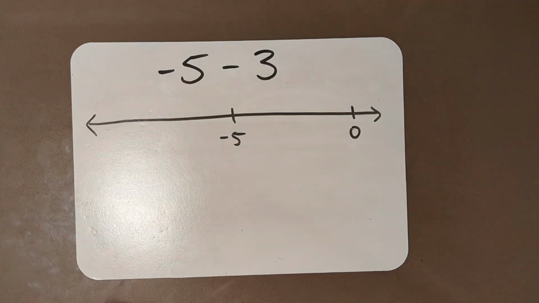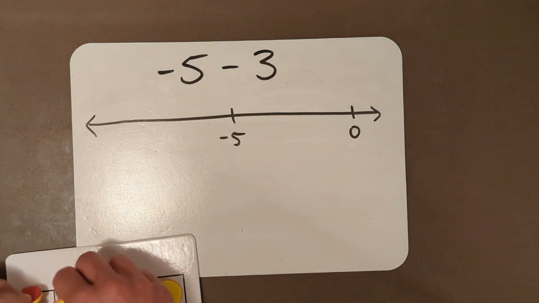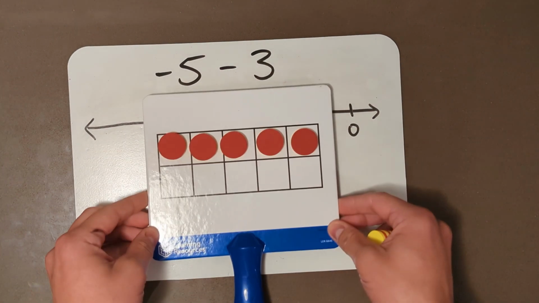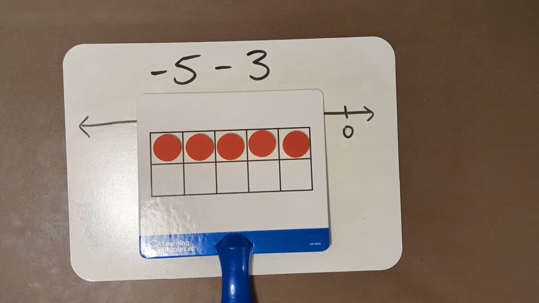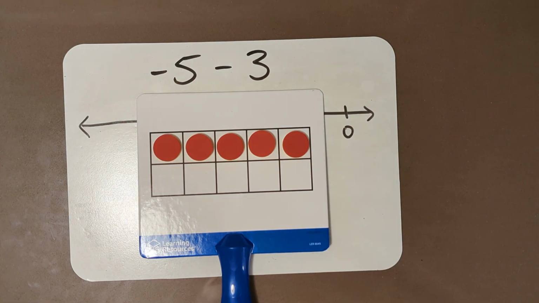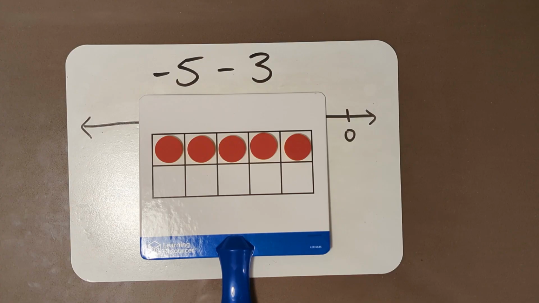So -5 minus 3. So we're starting in a negative. We want to subtract a positive amount. This one looks kind of similar to the previous example, but just kind of the opposite case. So starting with -5, so we're starting with 5 red counters. We need to take away 3 or subtract 3. So since that 3 is positive, we need to take away yellow counters.